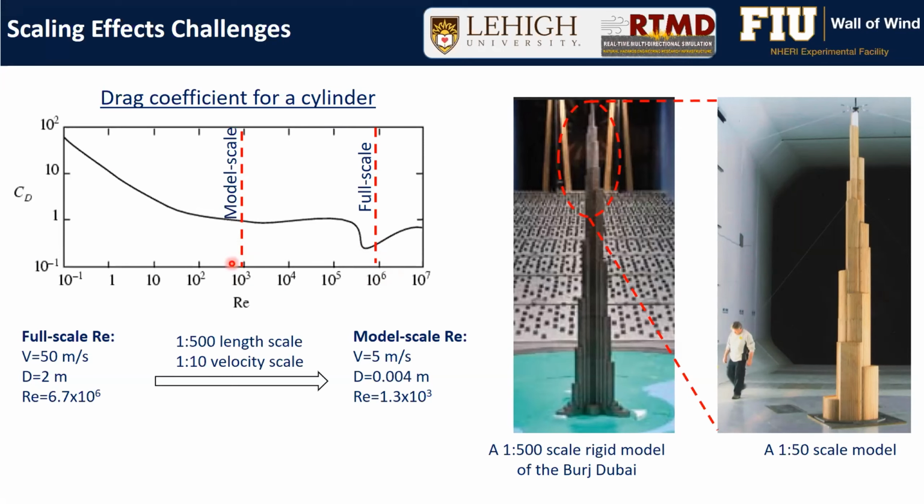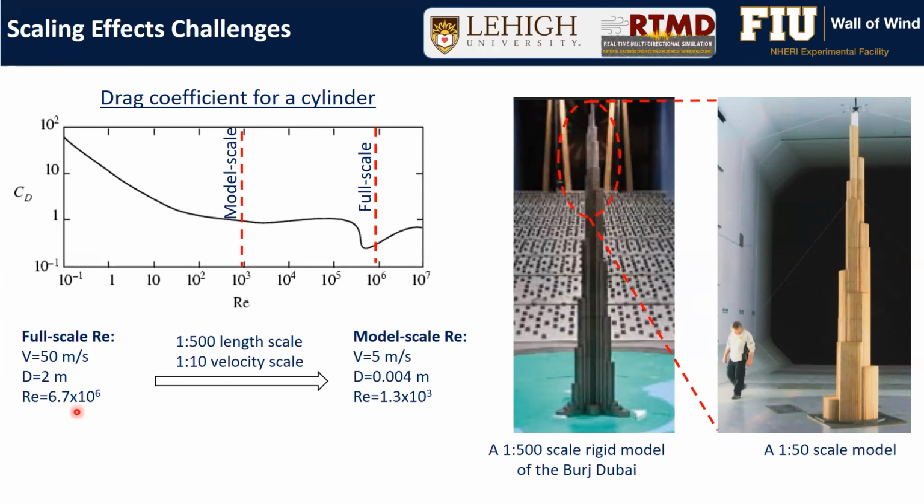While when we scale that down to a smaller size, the Reynolds number can be as small as 10 to the power 3. So it's less in Reynolds number by orders of magnitude. The drag coefficient is completely different, as you can see, where the drag here is the force acting on this structure.